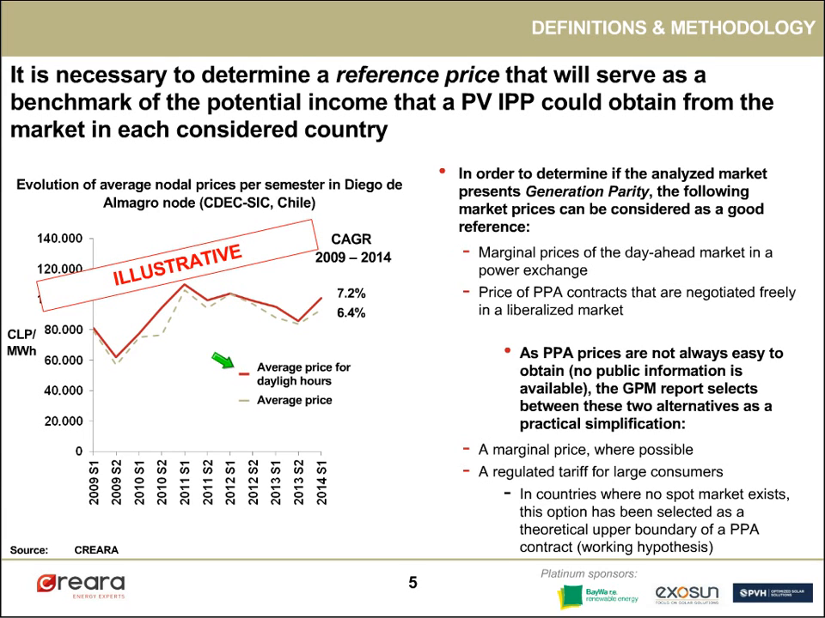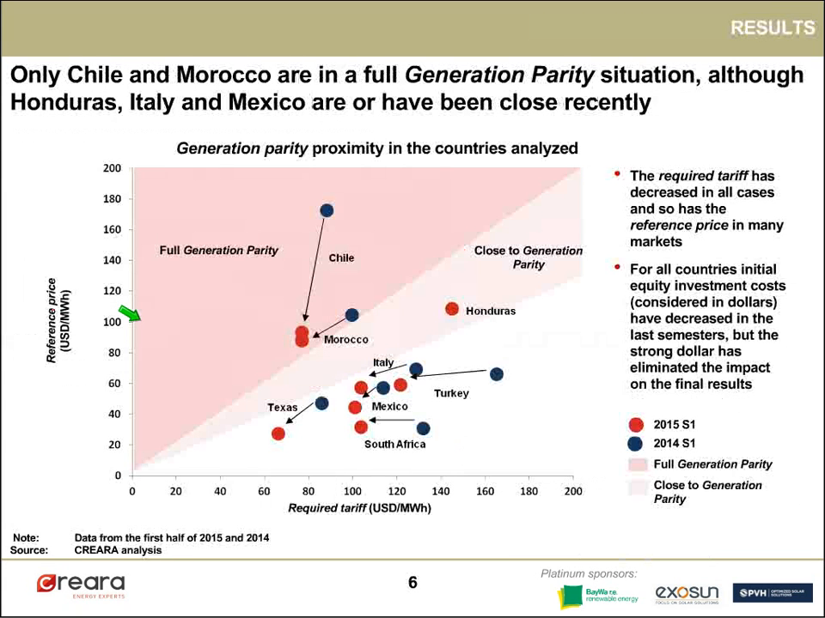And you can see here that the average prices for the daylight hours are a bit different from the normal average prices, taking into account all prices during the day. So let's have a look at the results.